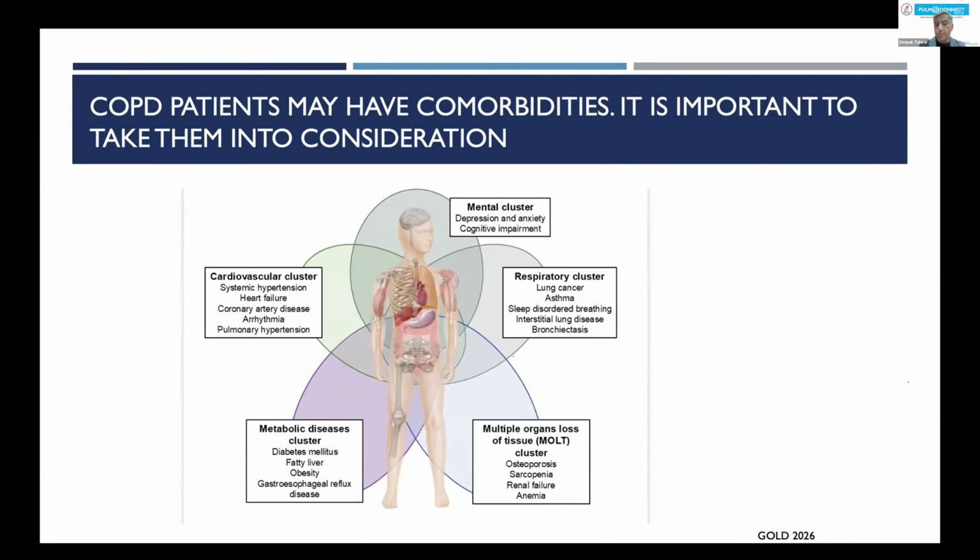All of them will be contributing to significant issues, especially if these patients fall down and develop fractures. Metabolic diseases like diabetes, fatty liver, obesity, and reflux disease are also important, but not to forget ever the cardiovascular cluster: hypertension, heart failure, cardiac arrhythmias, coronary artery disease, and pulmonary hypertension.